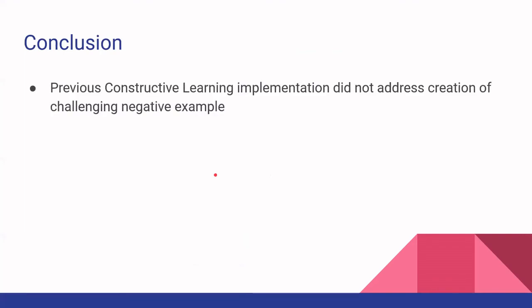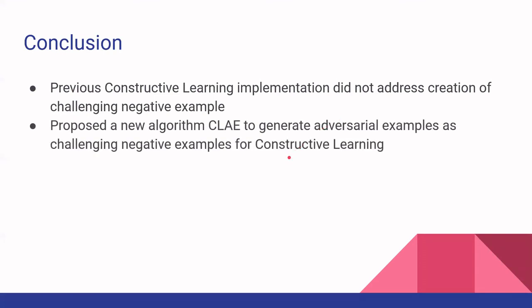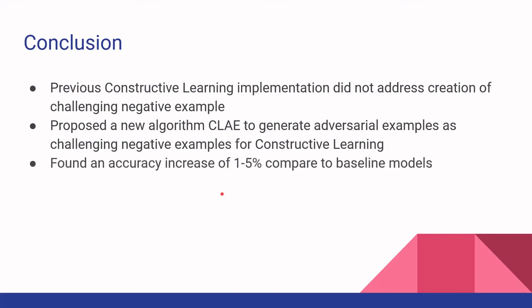So in conclusion, while previous contrastive learning methods did not address the creation of challenging negative examples, this paper proposed a new algorithm that generates challenging negative examples using adversarial examples. And they found that the accuracy increased 1 to 5% compared to the baseline model.